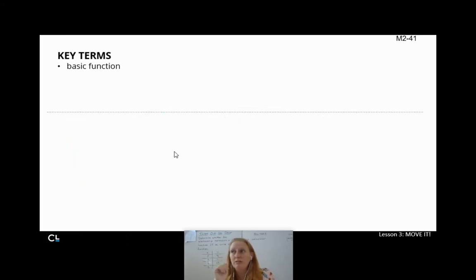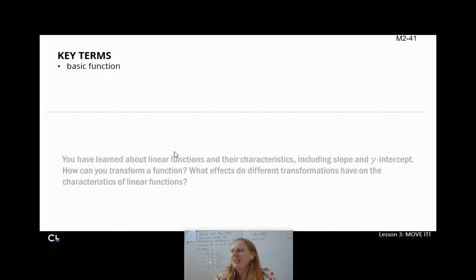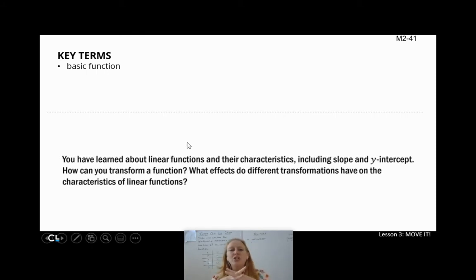So we have just one key term, which is basic function. So you've learned about linear functions and their characteristics, right? Slope, y-intercept, you guys can get pretty good about that. So how can you transform a function? And what effects do different transformations have on the characteristics of linear functions?